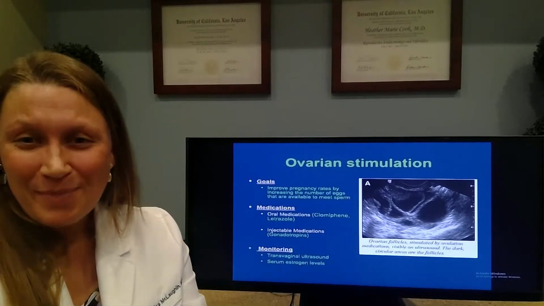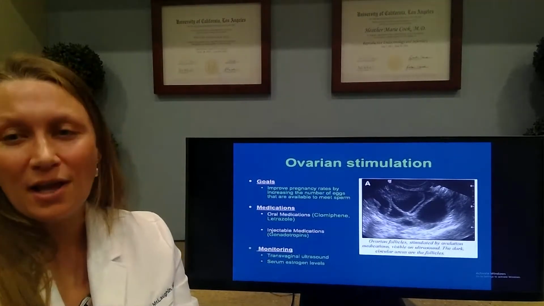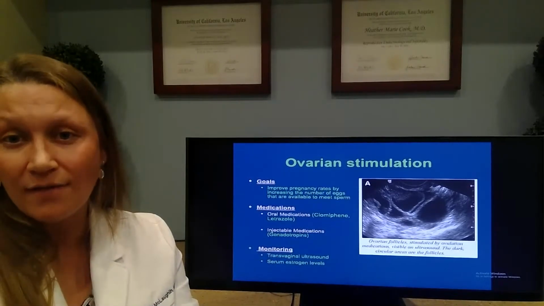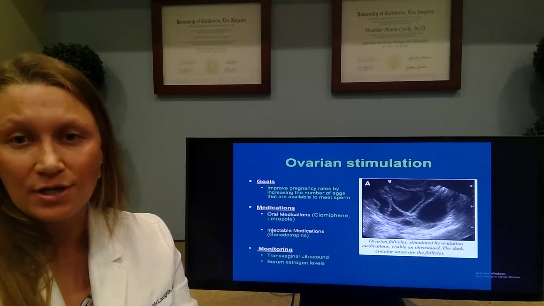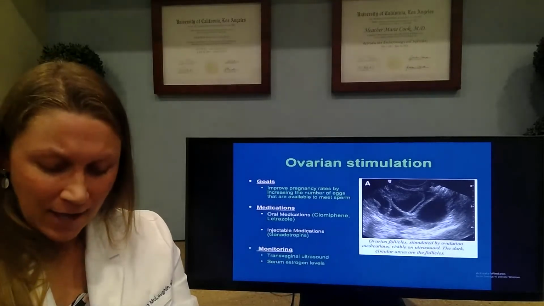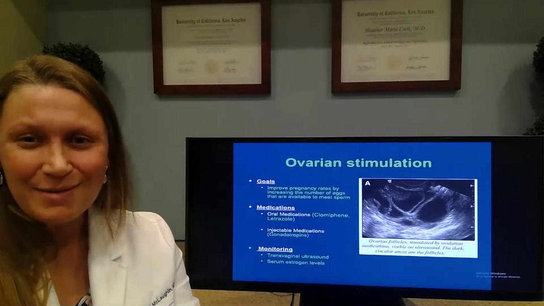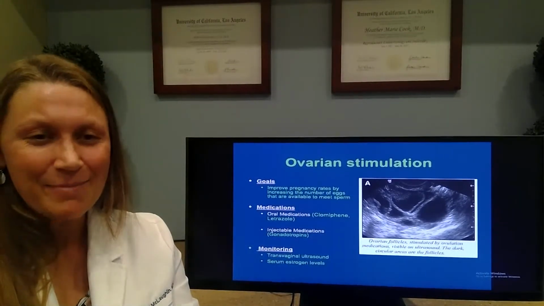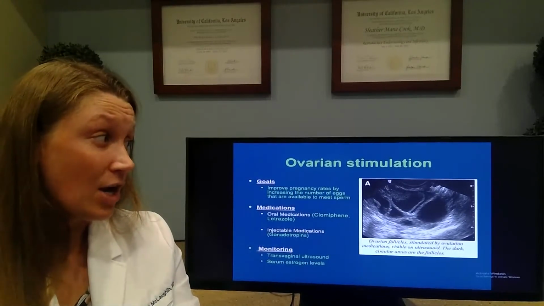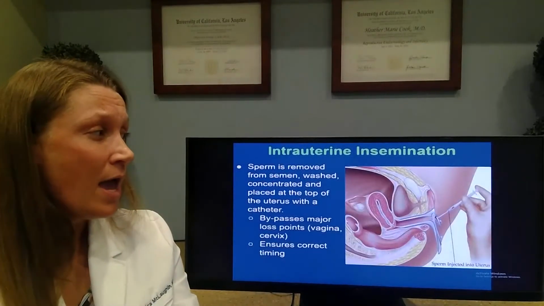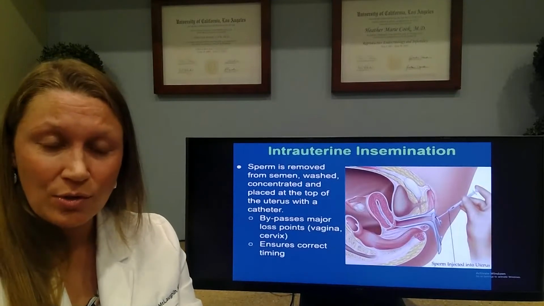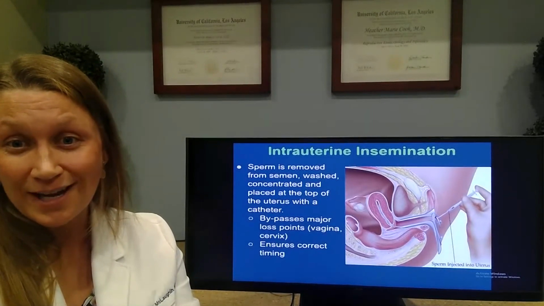When the follicles are big enough, that's what we're waiting for. We're going to give you a medicine that's going to help you ovulate, and you're going to ovulate approximately 36 hours later. And so this is a very controlled ovarian stimulation. We're monitoring the whole time, and then helping you get ready to ovulate. And so, after we've given that medicine to help you ovulate, that's when we go into part two.